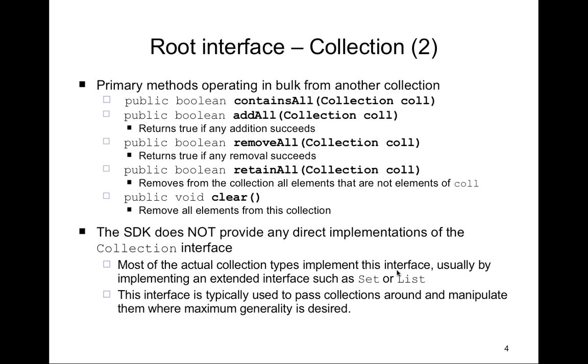So the interface is typically used to pass collections around and manipulate them, where maximum generality is desired. And it is pretty general as a data structure if you think about the concept.